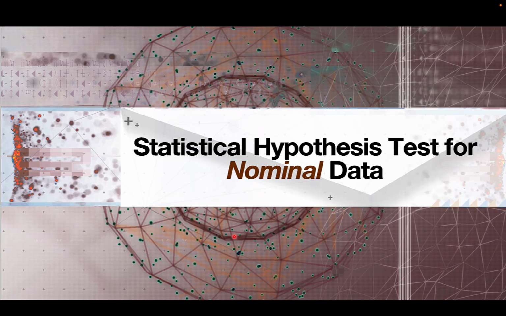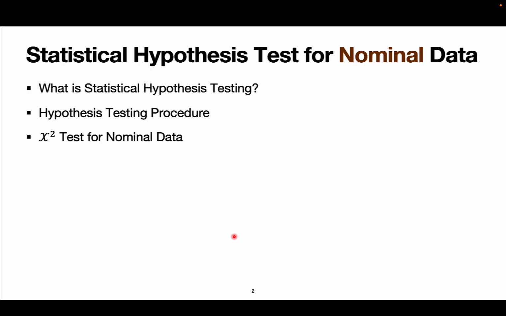The plan for this lesson is to discuss statistical hypothesis testing for nominal or categorical data. We will start by setting up the stage where hypothesis testing fits into the scientific method. After that, we will discuss hypothesis testing procedure and explain the chi-square test for nominal data.